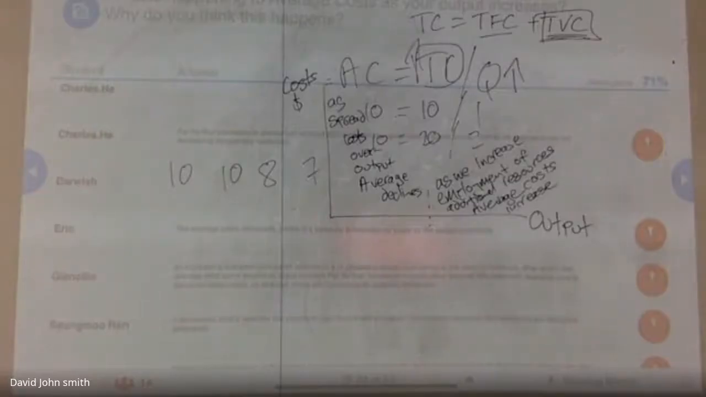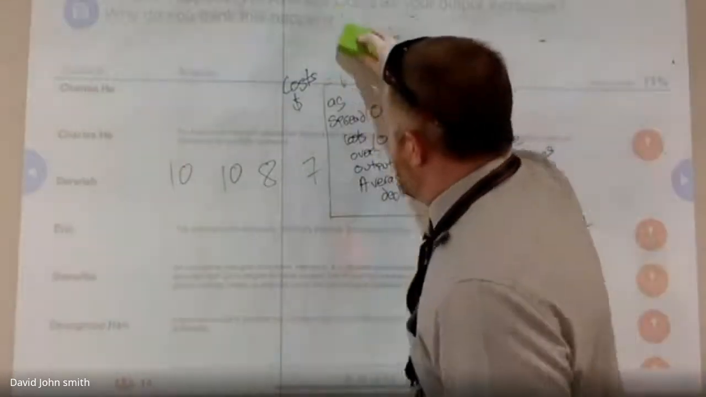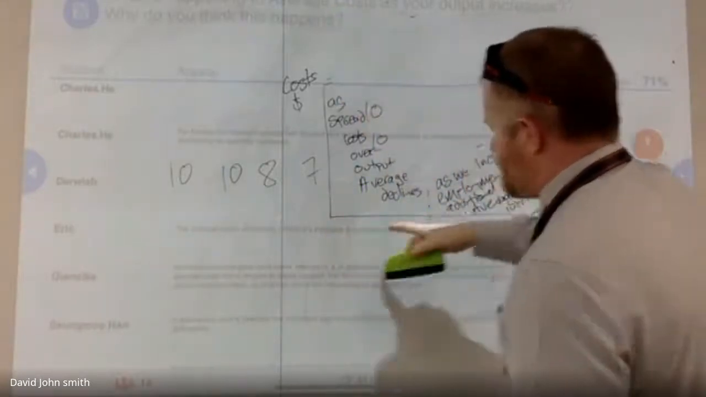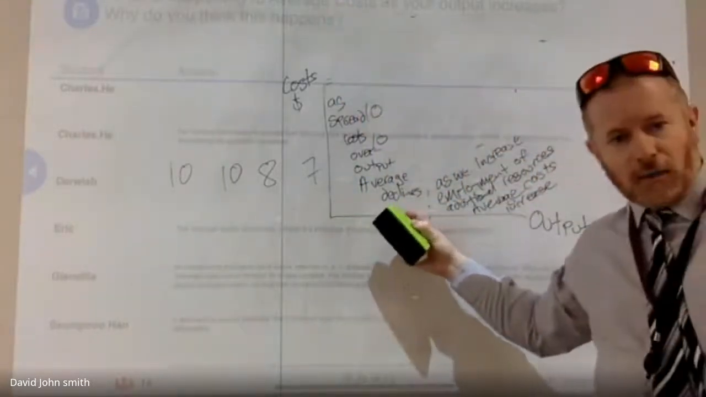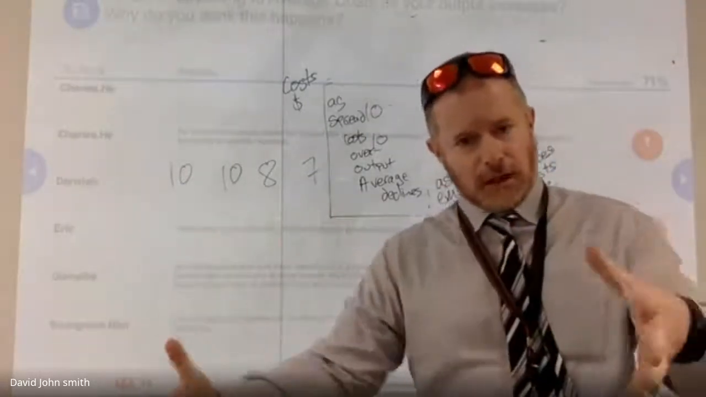Now, again, I'm not a mathematician. You guys are probably much better at maths than I. But the idea is that you're spreading your costs over your output. So therefore, there's less and less average cost.